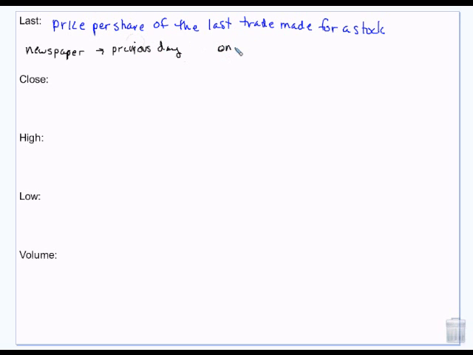Online, it can be by the minute, because computers track all that. So if you're going to like an online server that tracks stocks and it says the last, that could have been like 2 minutes ago. It's just the last trade that happened. Okay, the close, also known as the closing price, that's the last one of the day. So this is the last price.